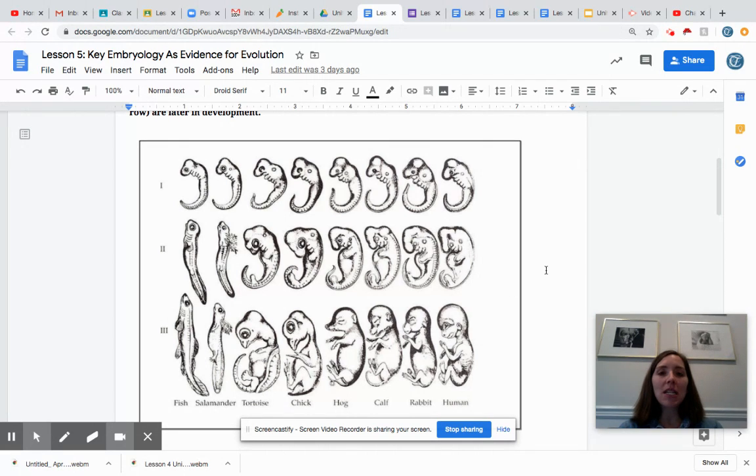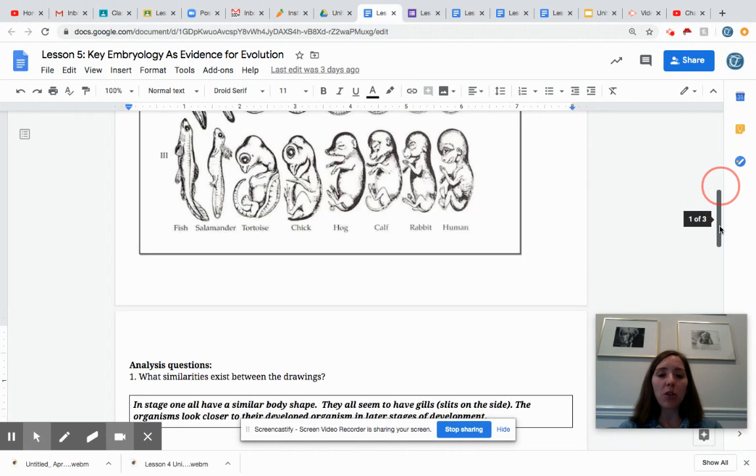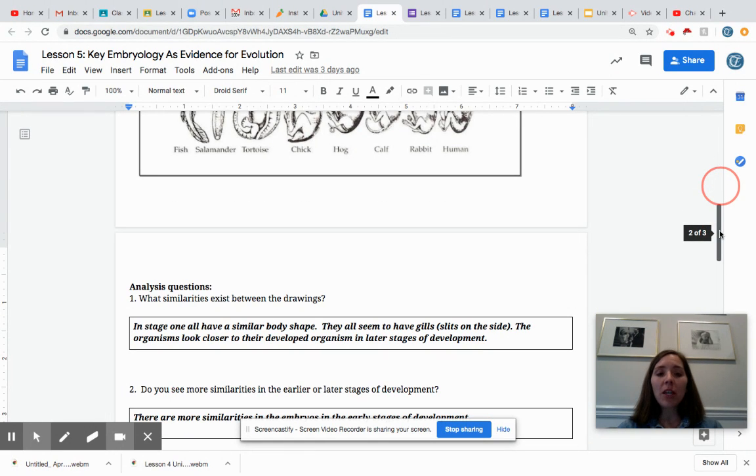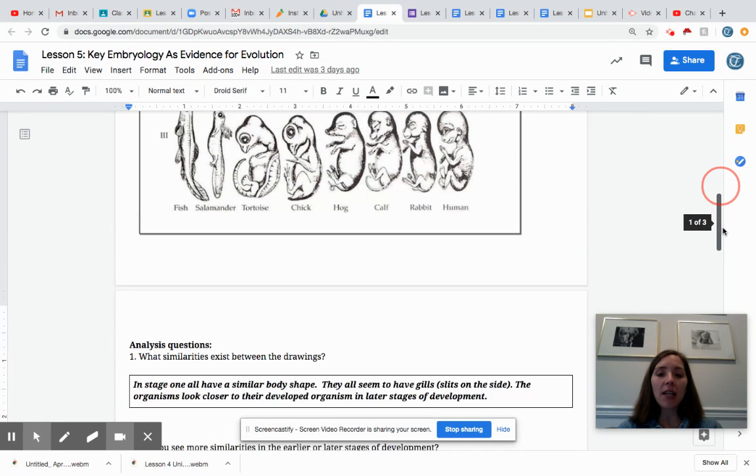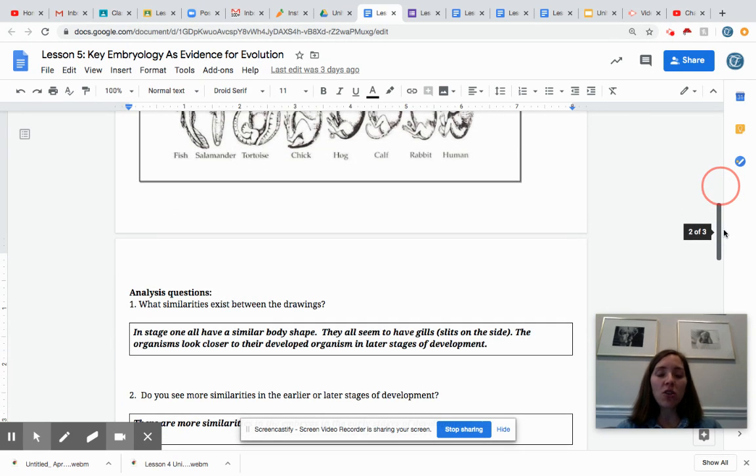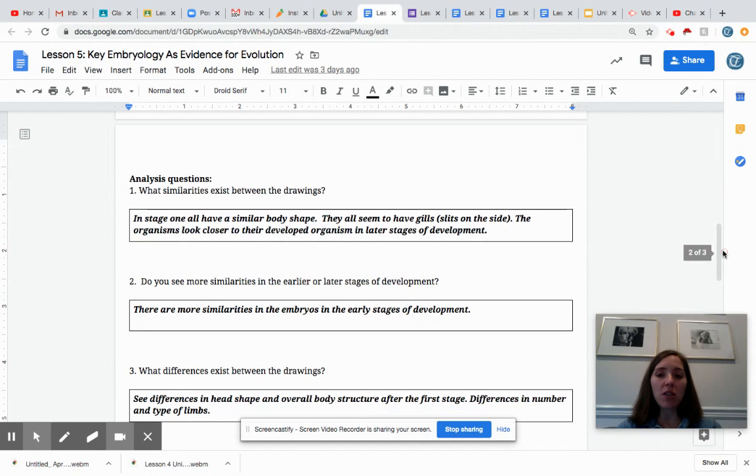And that's what we tend to see when we look at embryos of a common ancestor, because yes, all of these organisms come from a common ancestor, in that we can see that the early stages of development are more similar and later stages are more different. So similarities that exist in stage 1, they all have a similar body shape. They all seem to have these gills, the kind of slits on the side, and they look closer to their developed organisms in later stages of development.